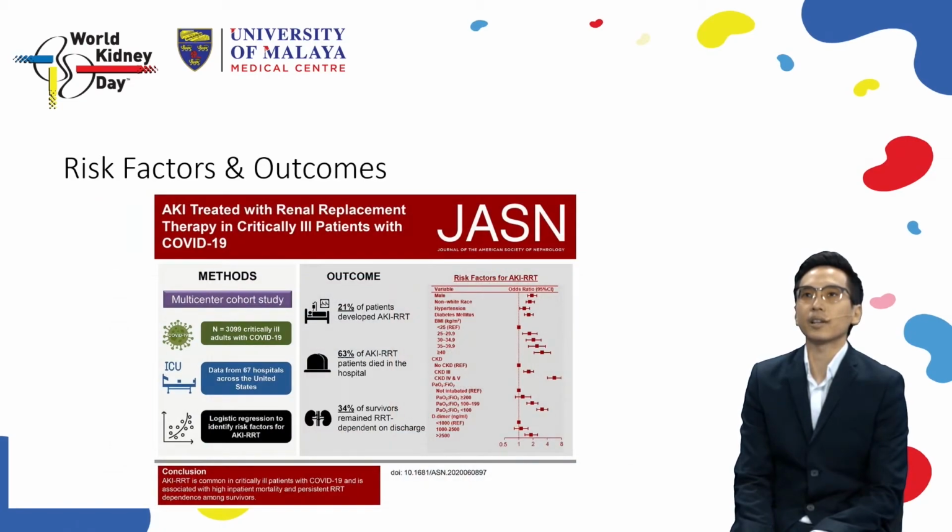In this multi-center study across 67 hospitals in the United States involving about 3,000 patients, the risk factors for those who had acute kidney injury to require renal replacement therapy were those who were male, hypertension, diabetes, obesity, chronic kidney disease, and those who had severe COVID.